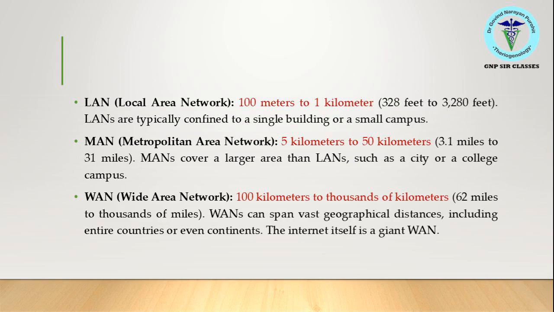LAN, Local Area Network: 100 meters to 1 kilometer, 328 feet to 3,280 feet. LANs are typically confined to a single building or a small campus. MAN, Metropolitan Area Network: 5 kilometers to 50 kilometers, 3.1 miles to 31 miles. MANs cover a larger area than LANs, such as a city or a college campus. WAN, Wide Area Network: 100 kilometers to thousands of kilometers, 62 miles to thousands of miles. WANs can span vast geographical distances, including entire countries or even continents. The Internet itself is a giant WAN.